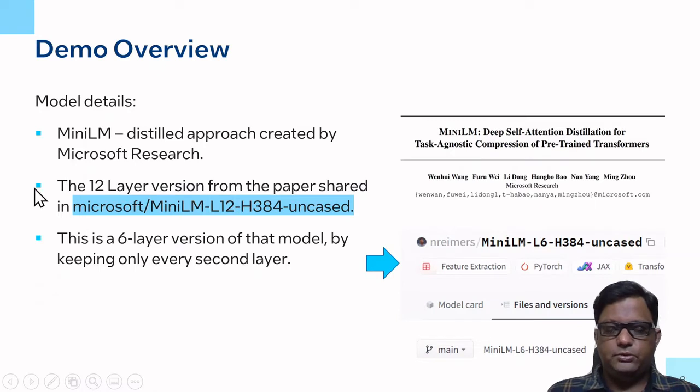So the model that we're going to be using is from Microsoft. This is a distilled approach. MiniLM is a distilled approach that has been created by the researchers at Microsoft. So the original paper talks about 3 different types of model, if I recall it right: a 12-layer model, a 6-layer model, and a 3-layer model. The researchers have been generous enough to upload the 12-layer version of the model on Hugging Face Hub. So what we'll be using is a 6-layer version of this 12-layer model, wherein every alternate layer has been removed. So this is the model that we're going to be using for our benchmarking activity today.